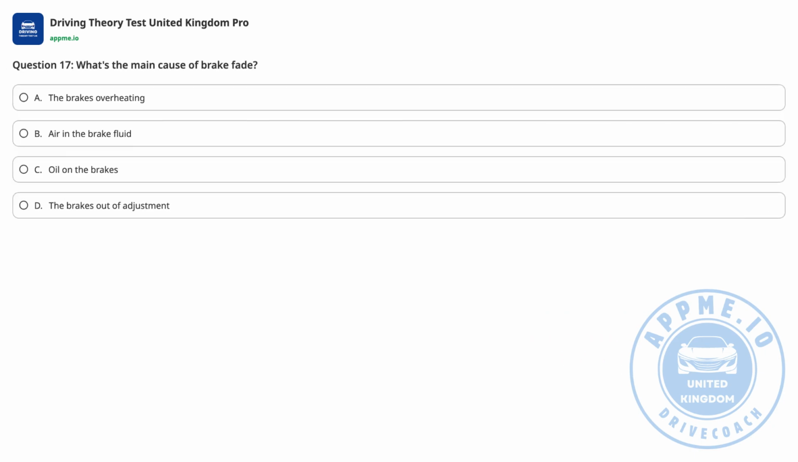Question 17. What's the main cause of brake fade? A. The brakes overheating. B. Air in the brake fluid. C. Oil on the brakes. D. The brakes out of adjustment.